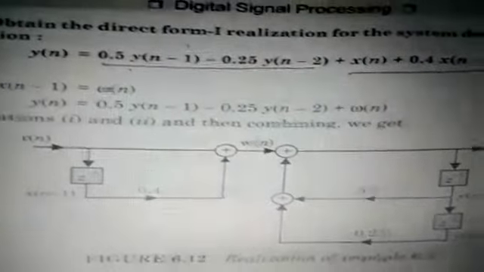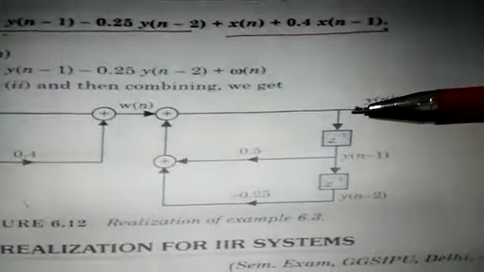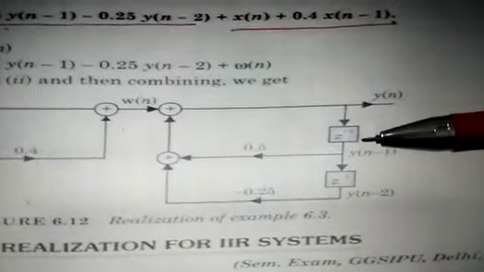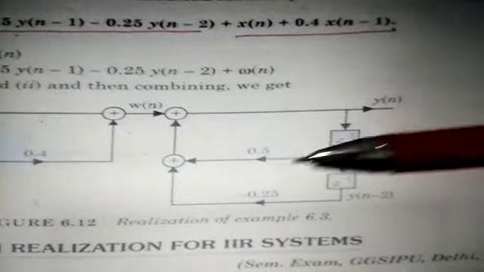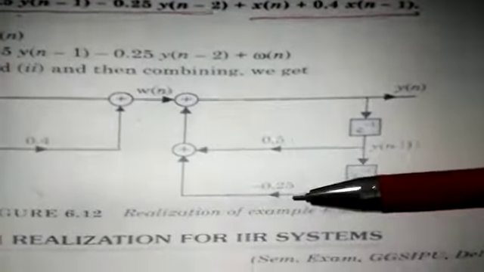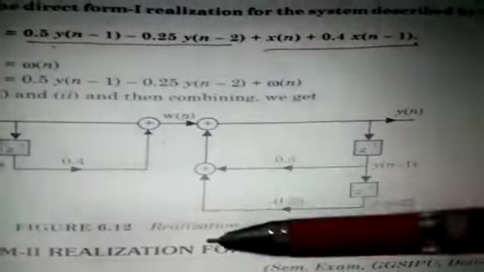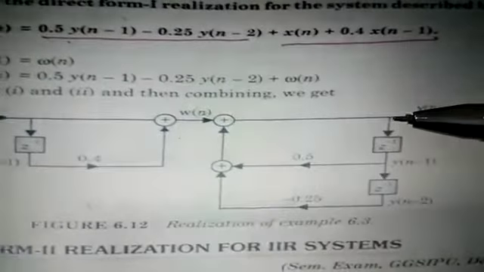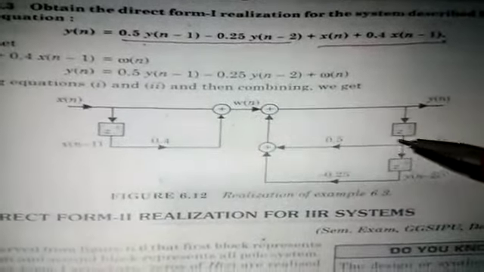Similarly at the output side, this is y of n. You put here one delay unit, z inverse, you will get y of n minus 1, multiply with 0.5. One more delay unit, you will get y of n minus 2, multiply with minus 0.25, since minus 0.25 is there in the equation, and these are added here, you will get y of n. So this is called the direct form 1. This is zeros and these are the poles.